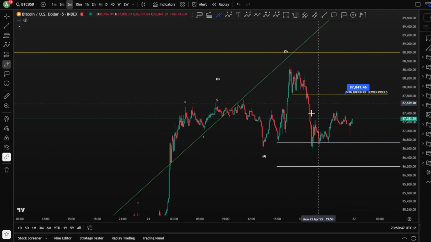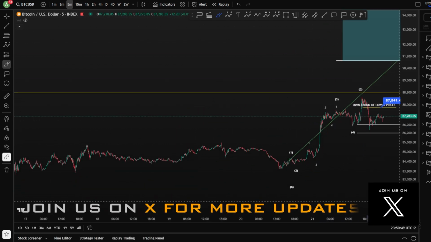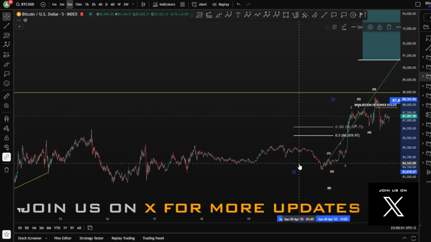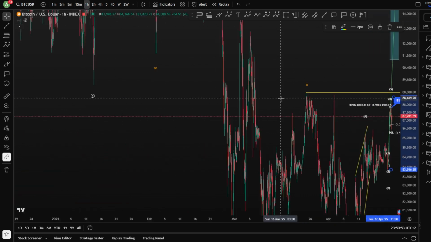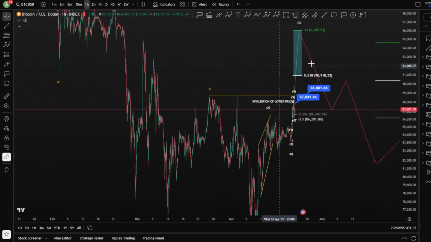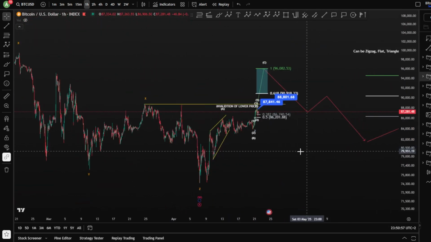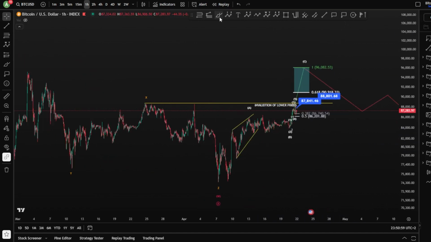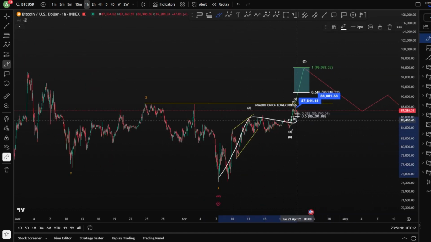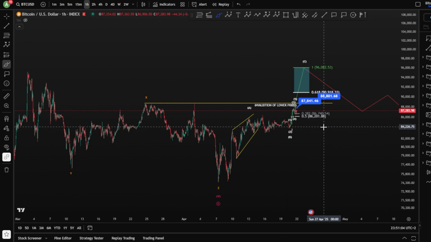If you take this price, then I would call a continuation for this scenario, which in a bigger view is still looking for this blue zone as the 1-to-1 fib level, at least as an A, B, and a C toward the upside.